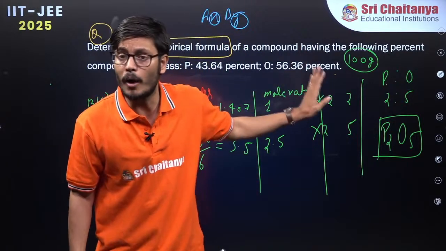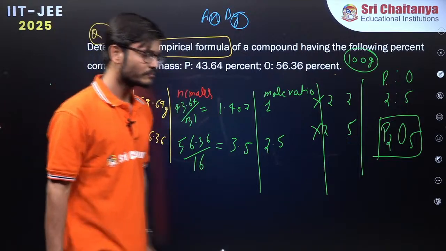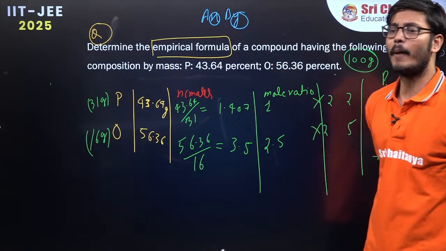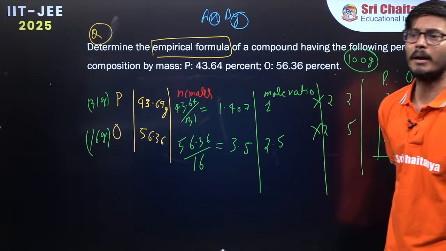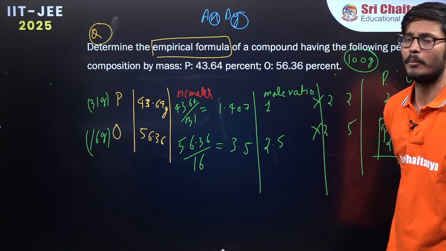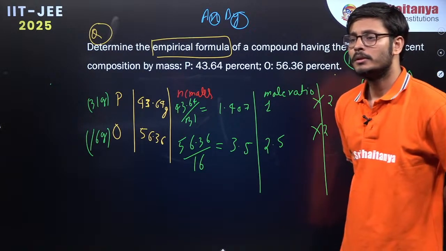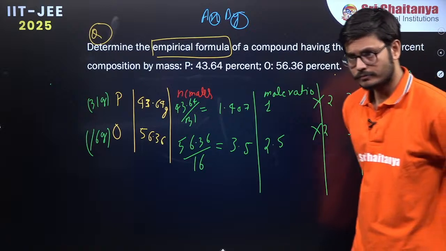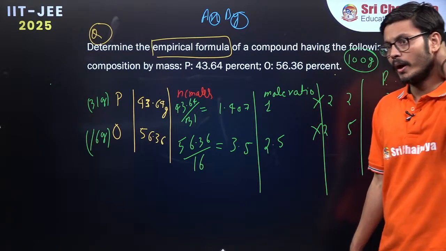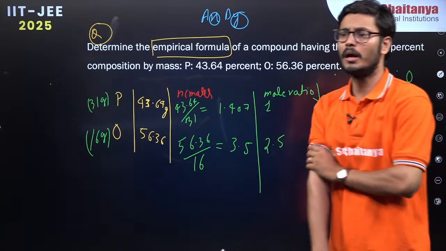Is this empirical formula concept clear to everyone? Give me a thumbs up, guys. Let me see. Is this concept, how we are calculating the empirical formula, clear to everyone? Please, everyone, speak up. Is this calculation clear? Okay, very good. So now we have understood how to do the empirical formula.